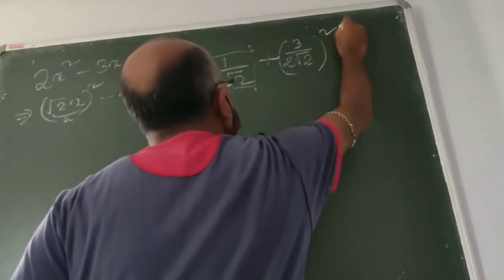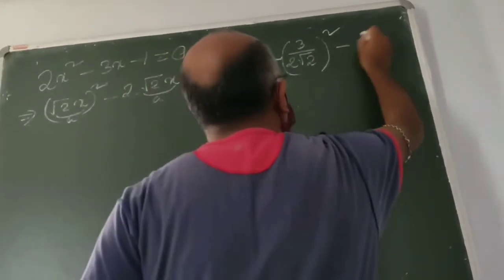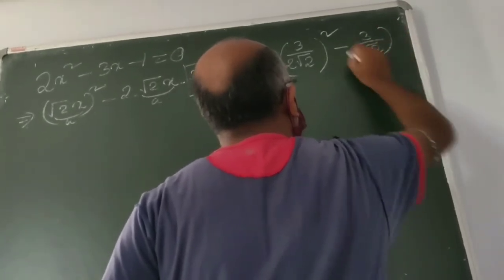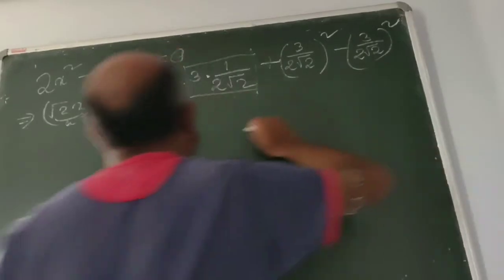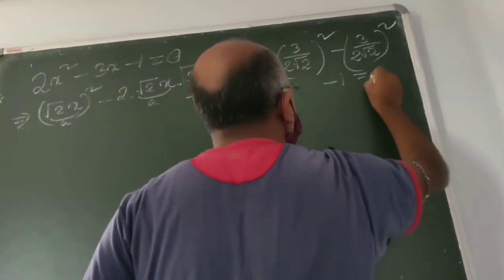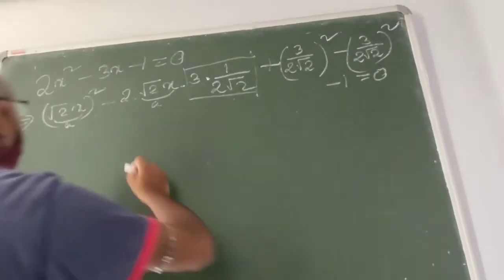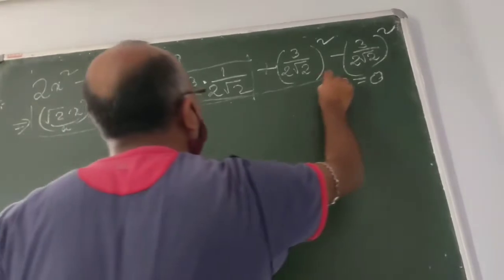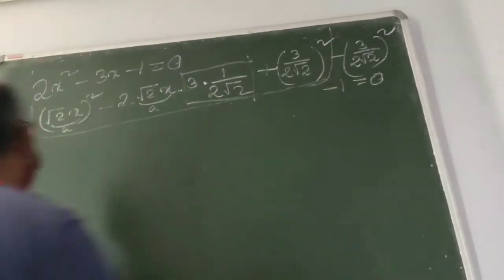As I have said in the previous sum, if you add something, you have to subtract the same thing. 3 by 2 root 2 whole thing square, subtracted. After that, what is left? Minus 1 equal to 0. Now see again, this part is your formula. A square minus twice ab plus b square is your formula.